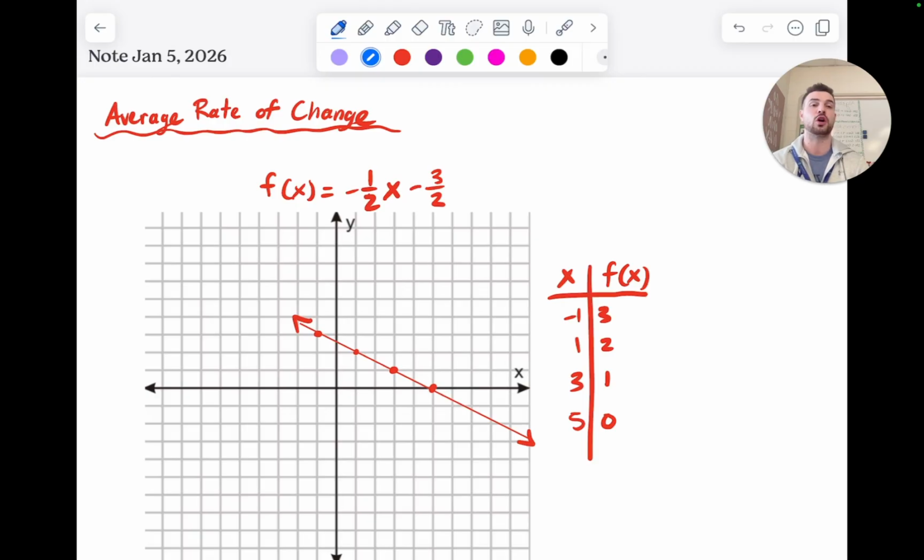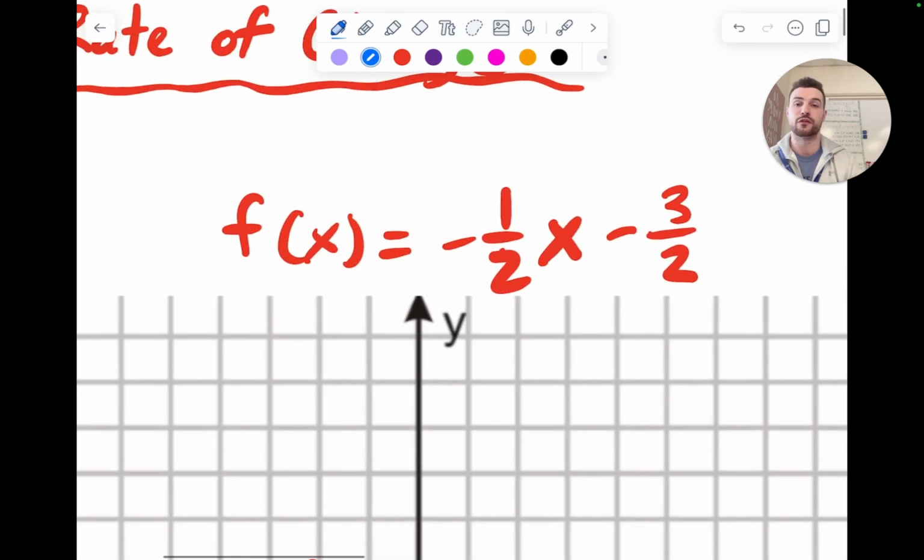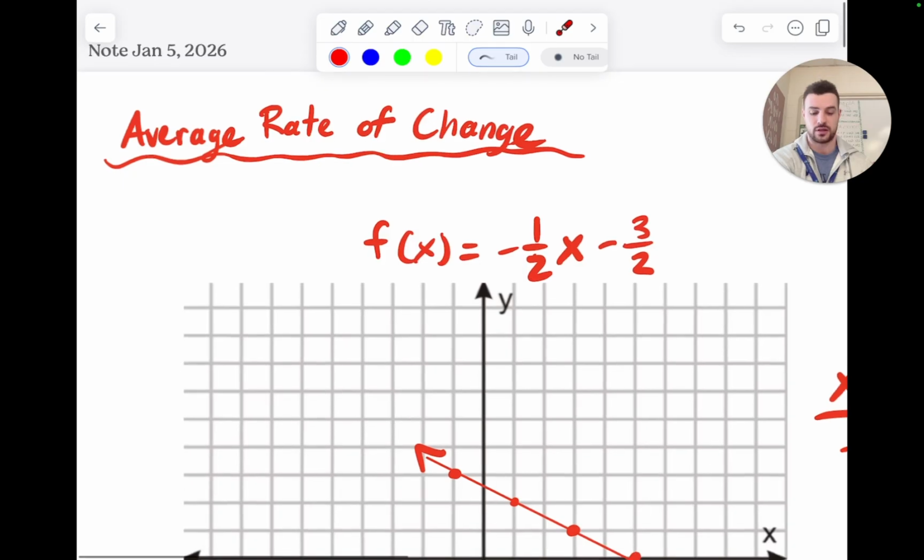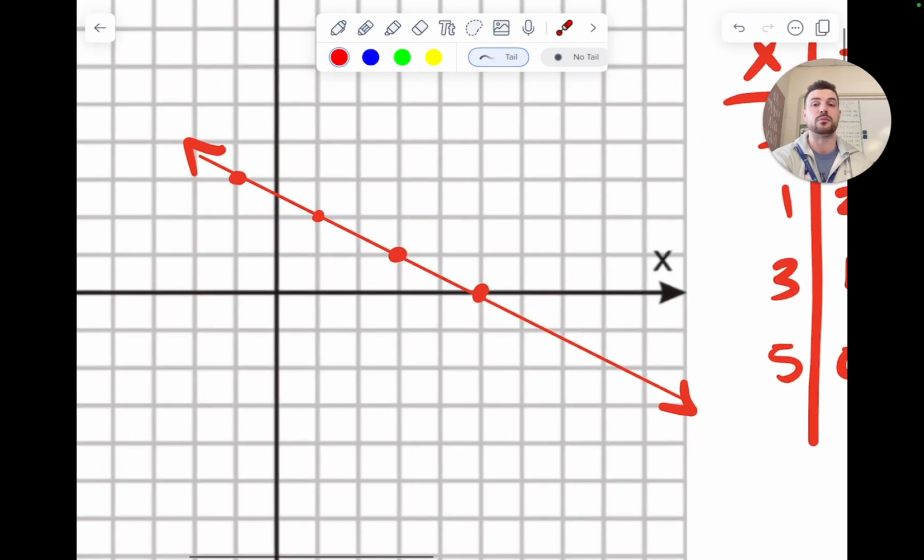Many of us will recall that the slope of a linear function is constant throughout the entire function. There are numerous different ways we can calculate this slope as well. If we are in a familiar form, we can simply look at the equation and pull out what the slope is. We can also do it from a graph.